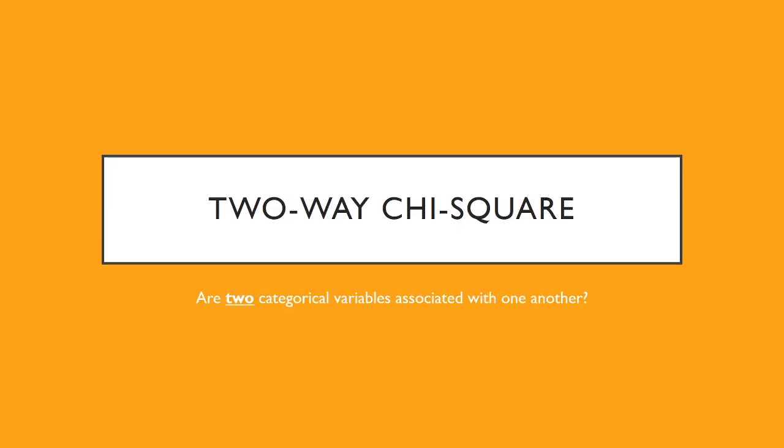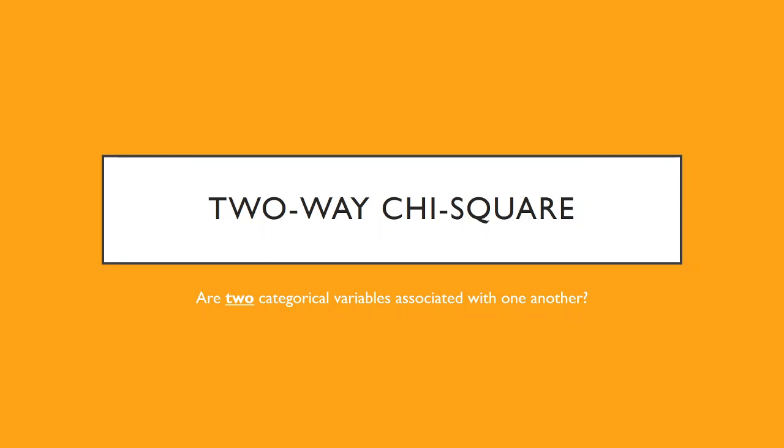All right, now finishing up our chi-square content by moving on to the slightly more advanced two-way chi-square. Whereas the one-way chi-square is about whether or not there are differences that exist within the levels of a single categorical variable, the two-way chi-square, on the other hand, will be looking at the relationship between two categorical variables.